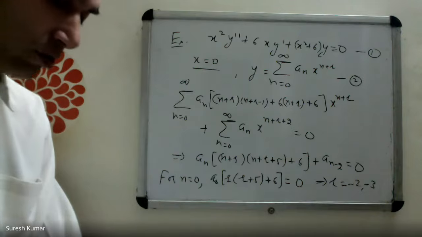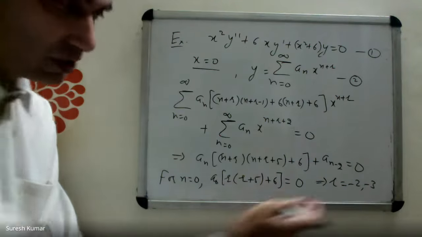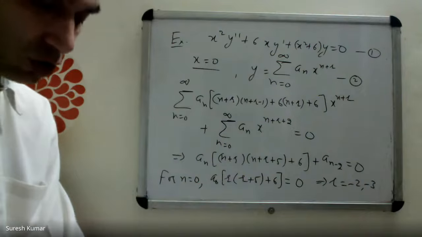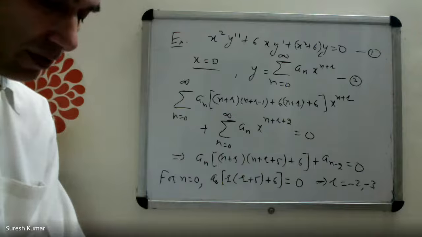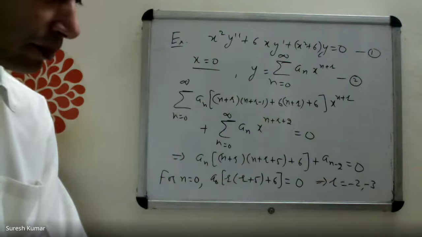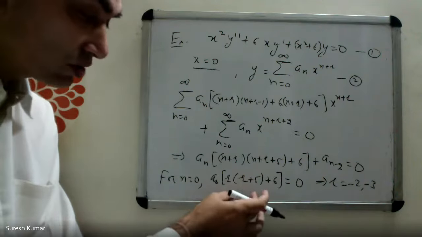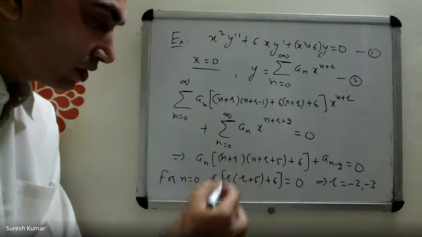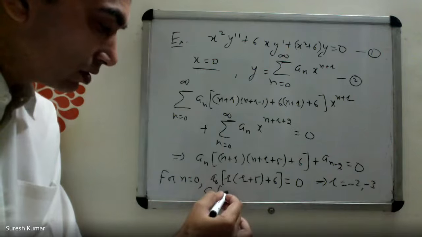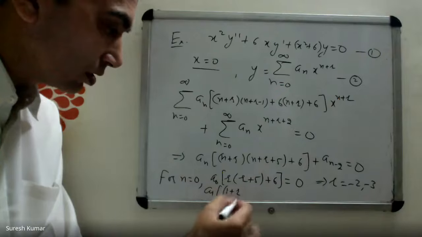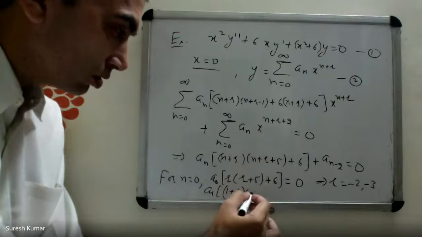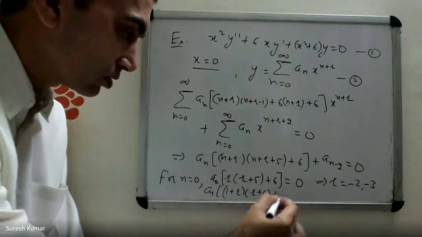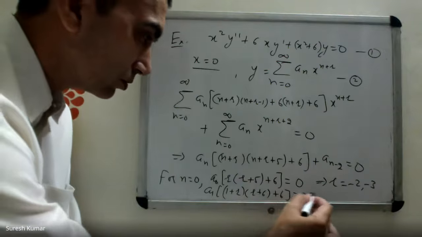So corresponding to minus 2, one solution is guaranteed. Minus 2 is the larger root. Can you check the solution corresponding to minus 3? What happens? One more thing, you should fix A1 here itself. If you choose n equal to 1 here, what do you get? 1 A1 equal to r into r plus 6 equal to 0.